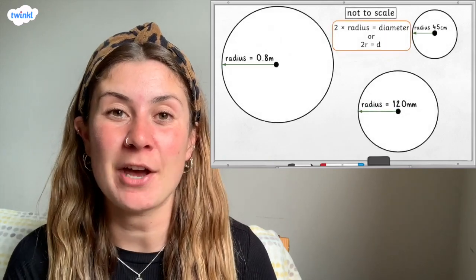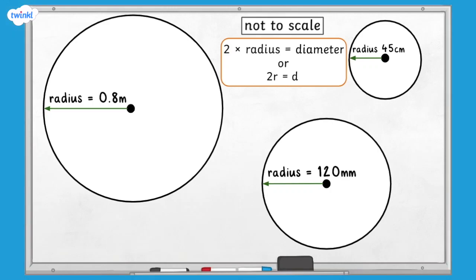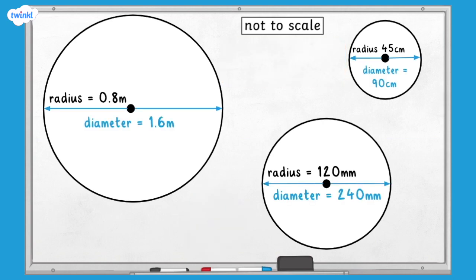Now it's your turn. Can you work out the diameter of these circles using only the radius measurement to help you? Here's a top tip. Remember, to help, you could use a formula for working out the diameter using the radius. 2 times the radius equals the diameter, or 2r equals d. Here are the answers. How did you get on?